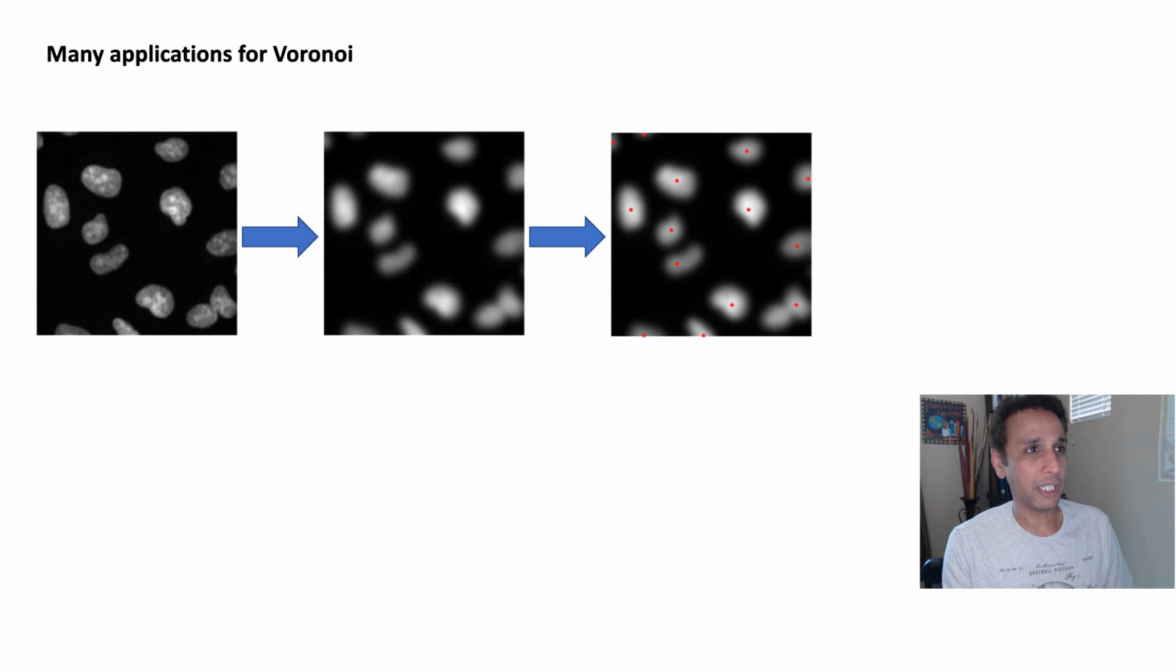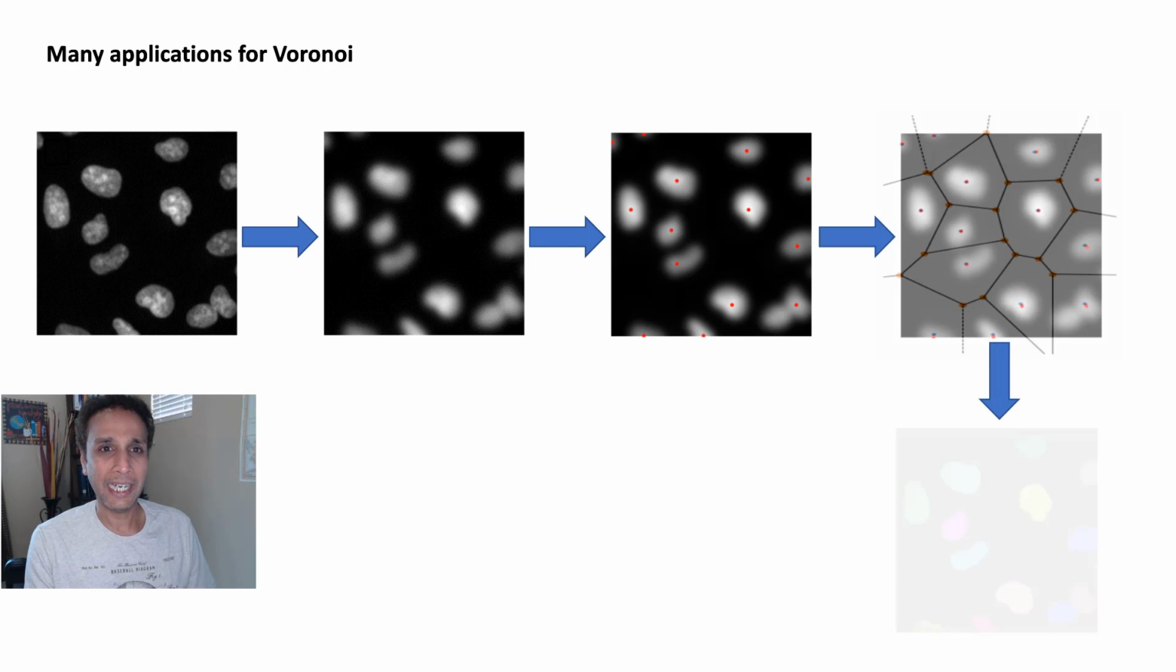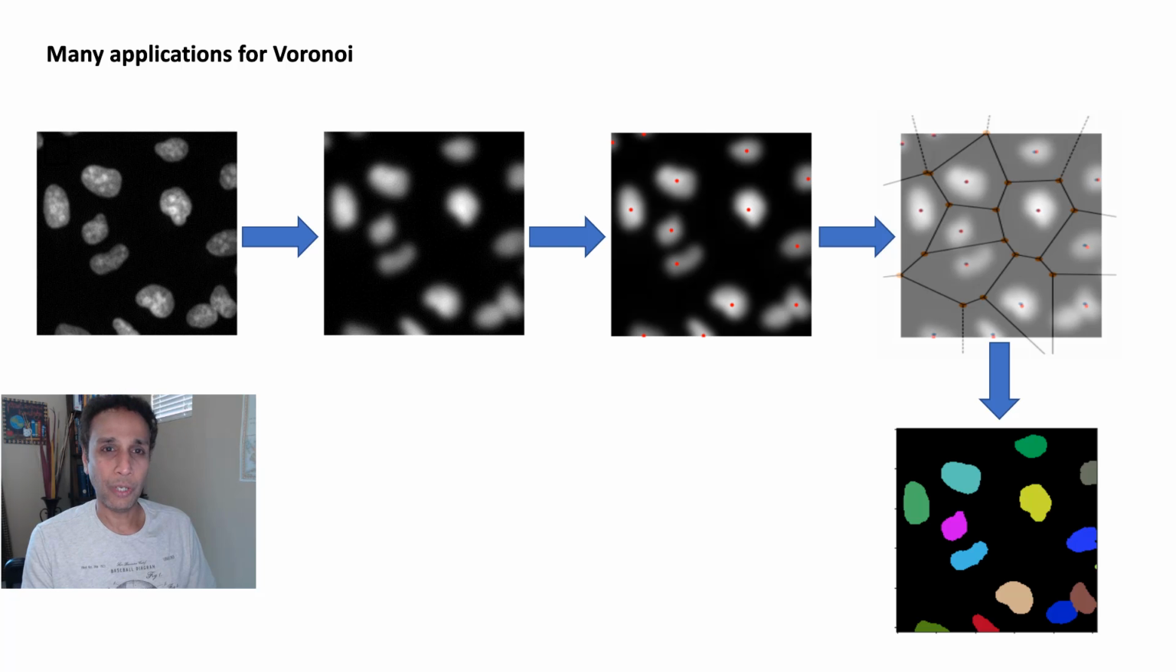And then it gives me the center of each of these objects, and then I draw a Voronoi that separates each of these regions, and then I apply a threshold within each region. And wherever there are overlapping nuclei, I can just use watershed to separate them. This is pretty easy, much faster than deep learning or any other approach. This is a very easy way of segmenting your images.